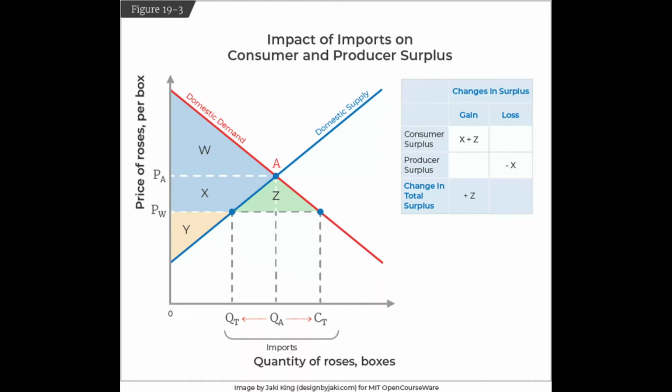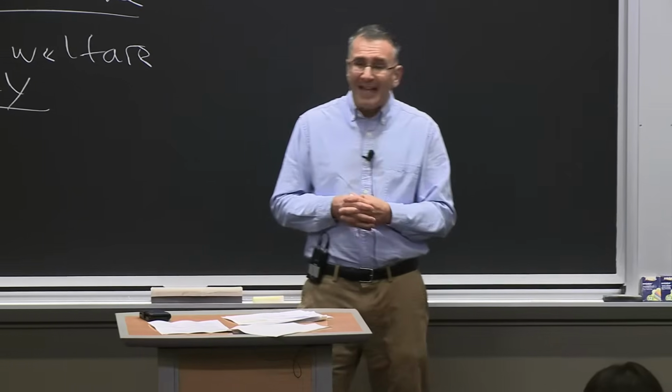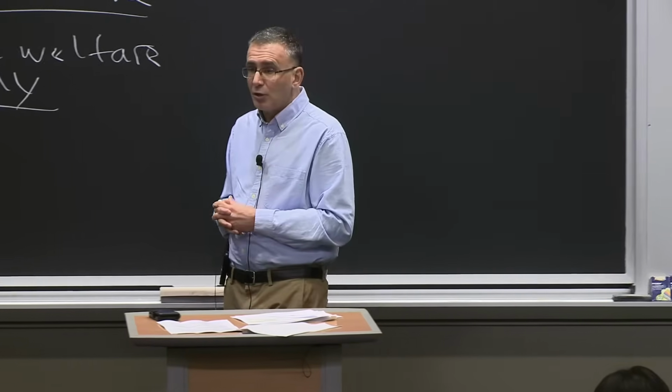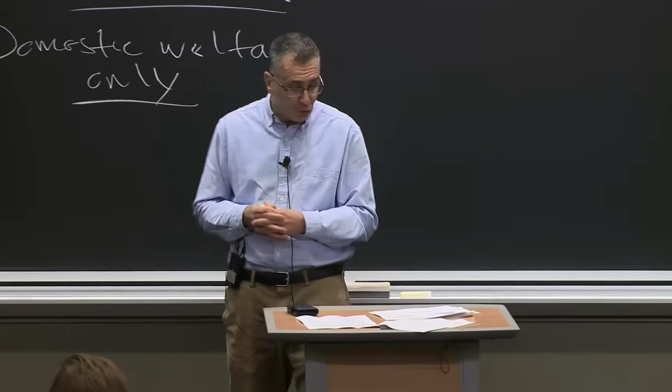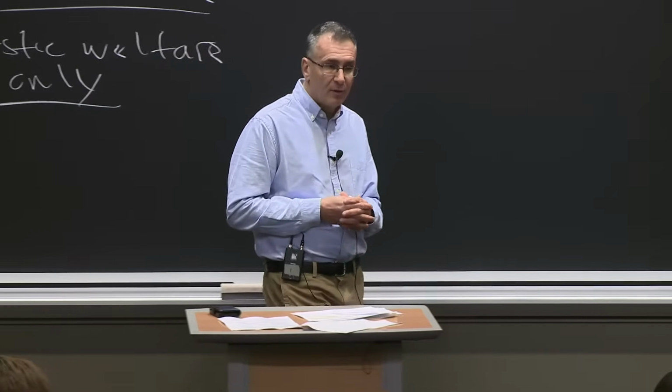The new price is P sub W, so they get that giant triangle. Producers used to have a surplus of X plus Y. Producers used to sell Q sub A at a price P sub A, so the area above the supply curve, below the price, was X plus Y. Now X has been transferred to consumers, so producer surplus has fallen to Y.